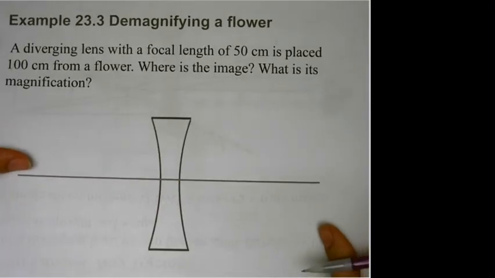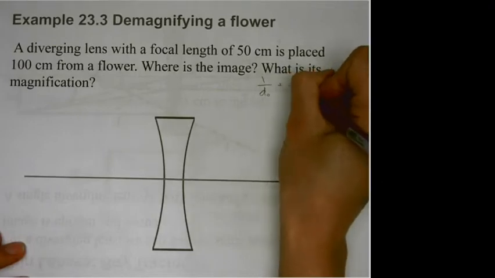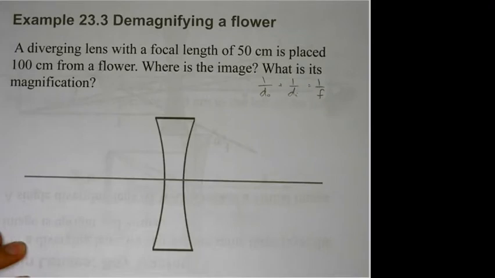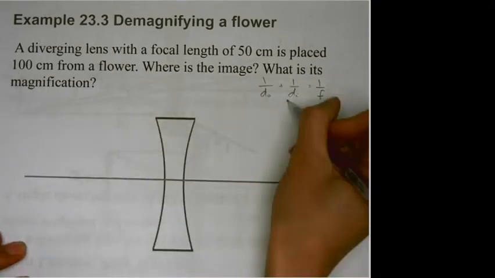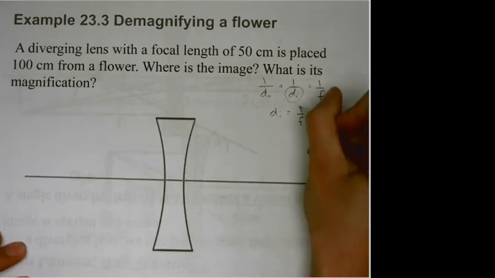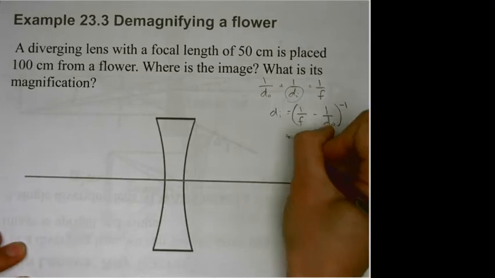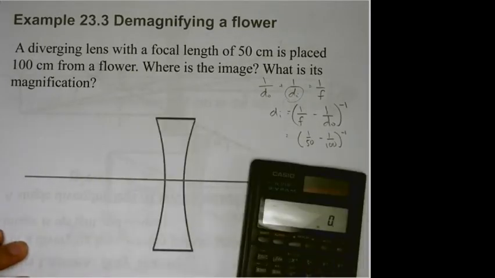So let's do one. Let's demagnify a flower. I have a diverging lens with a focal length of 50 centimeters, and we're going to place it 100 centimeters from the flower and figure out where the image is. Let's do some math first. We'll use our 1 over DO plus 1 over DI equals 1 over F formula just to figure out where we expect to see images. So the focal length is 50 and the object is 100. Let's solve for DI. DI is 1 over F minus 1 over DO, that whole thing to the -1 power. So I'll plug in numbers: 1 over 50 minus 1 over 100, to the -1. And I get 100.